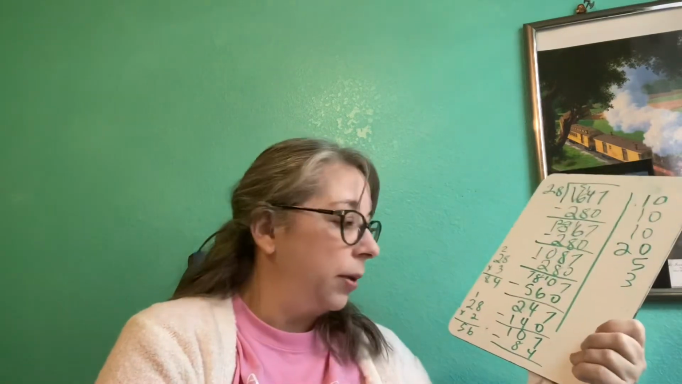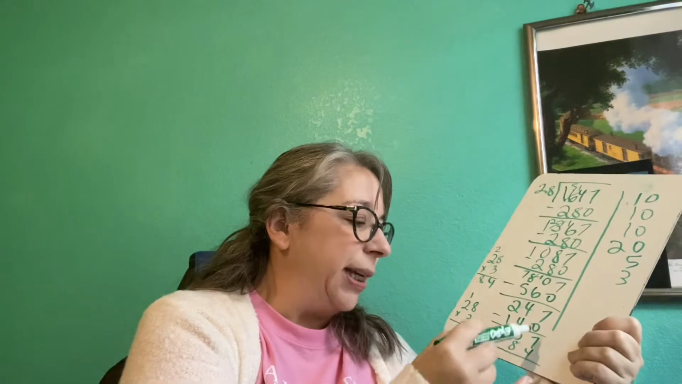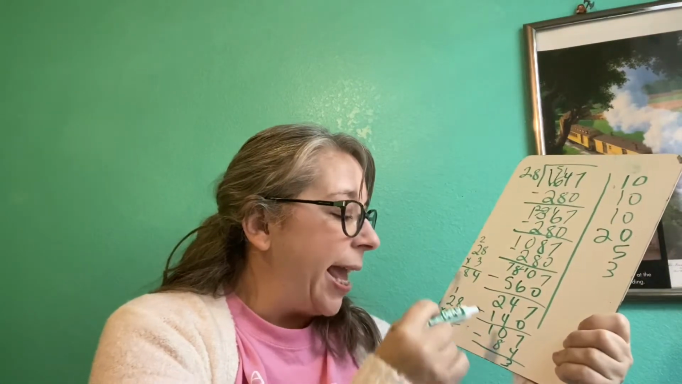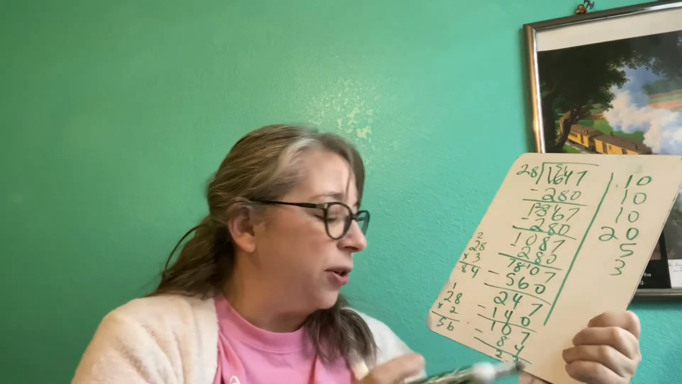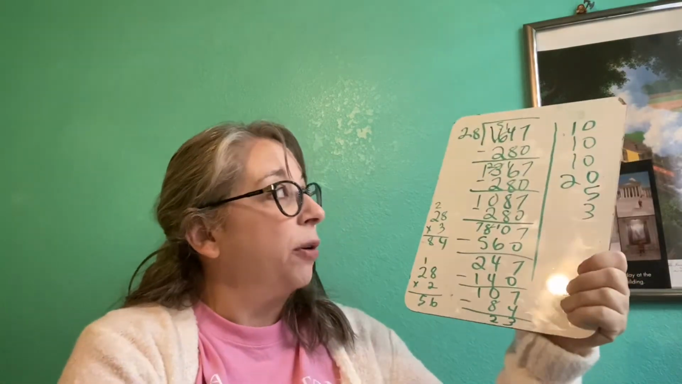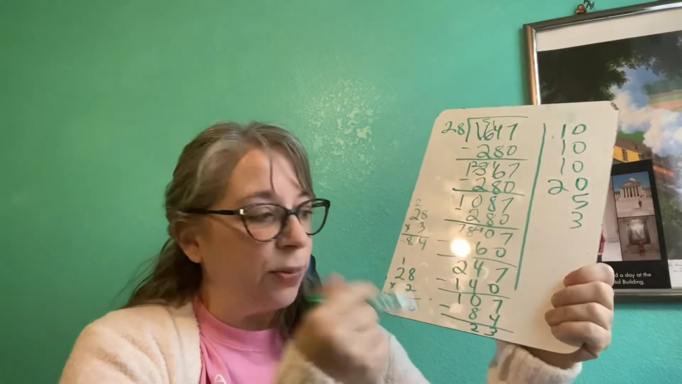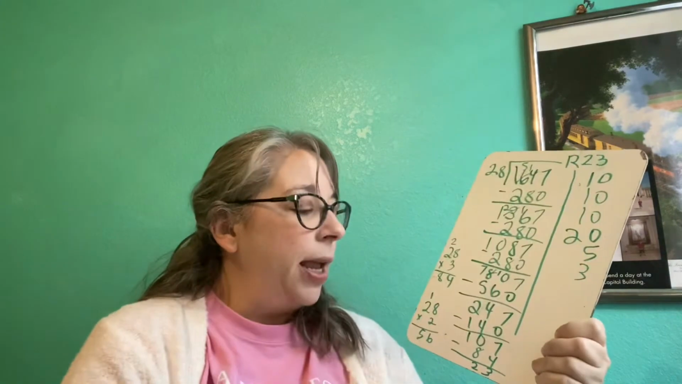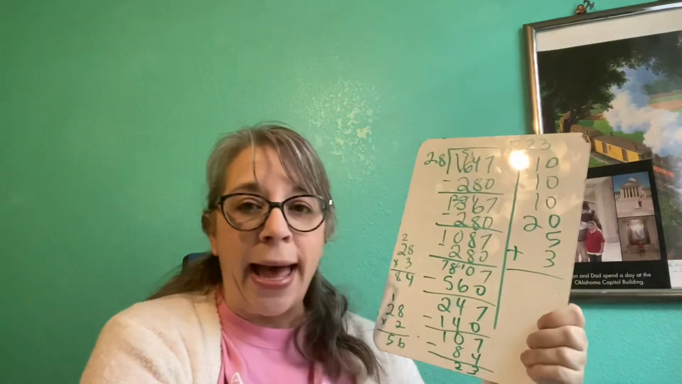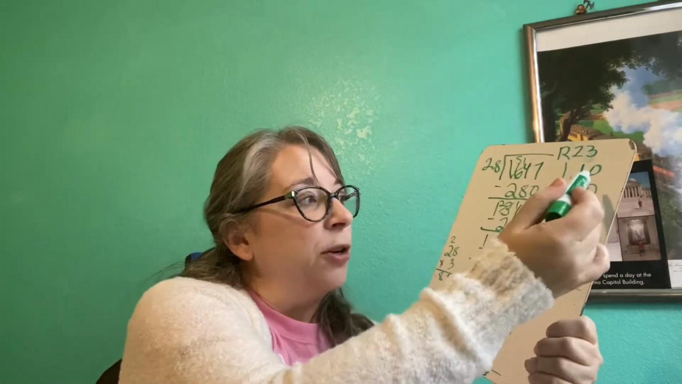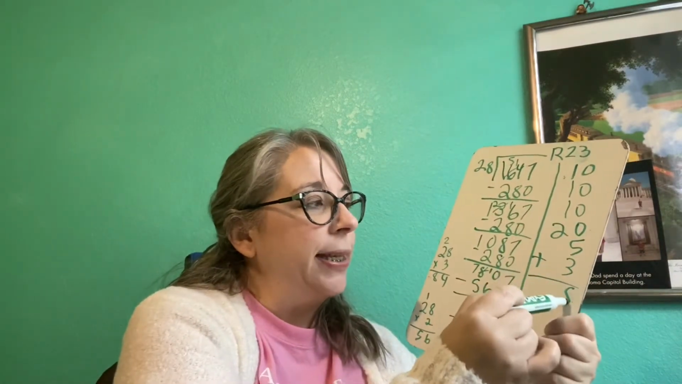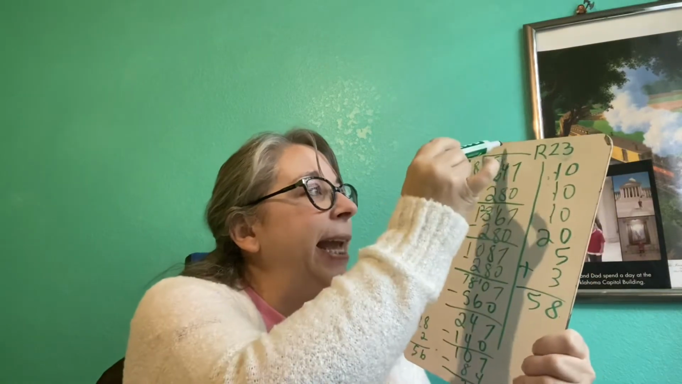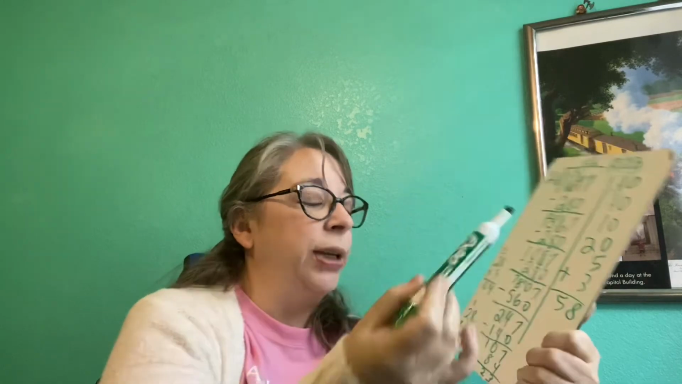I'm running out of room. Okay, 7 minus 4 is 3. I got to slow down. And 10 minus 8 is 2. Well, that was lucky. Because now our remainder is 23, because we cannot take 28 out of 23. So our remainder will be 23. And what are we going to do with all these numbers? We are going to add them up. So 0 plus 0 plus 0 plus 0 plus 5 plus 3 is 8. And 2, 3, 4, 5. So we have 58 with a remainder of 23.